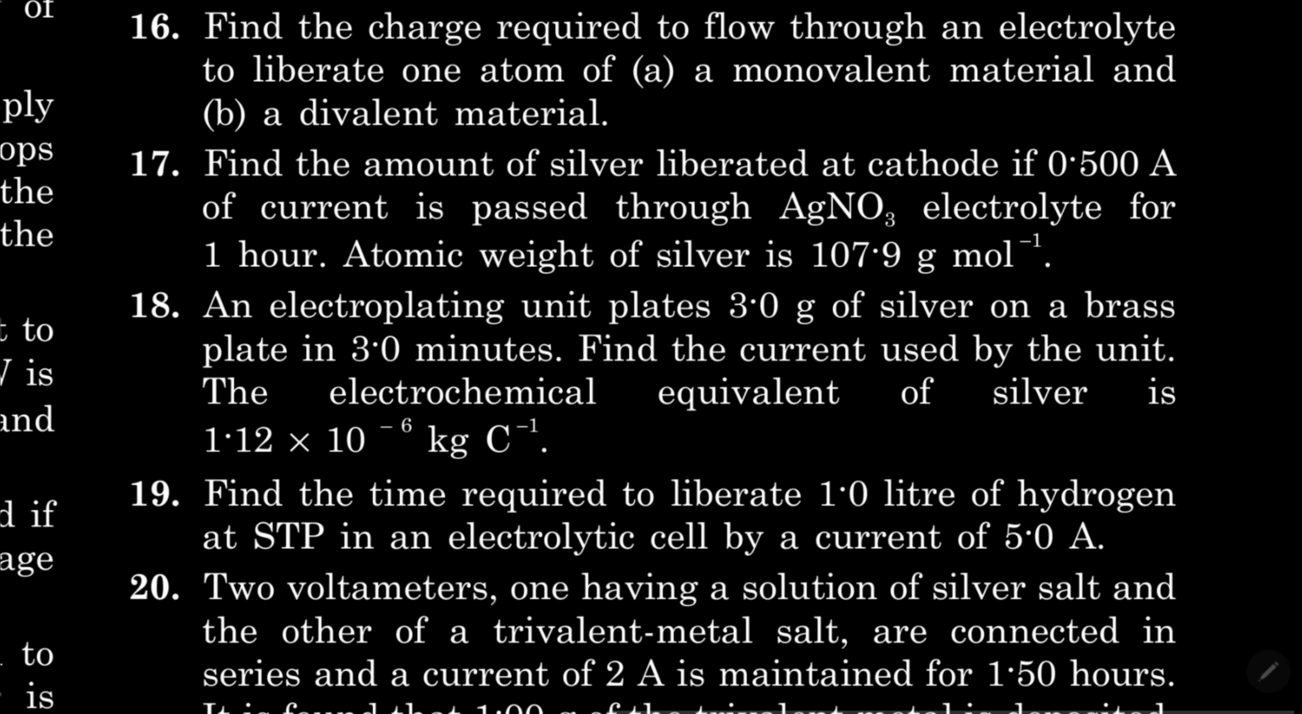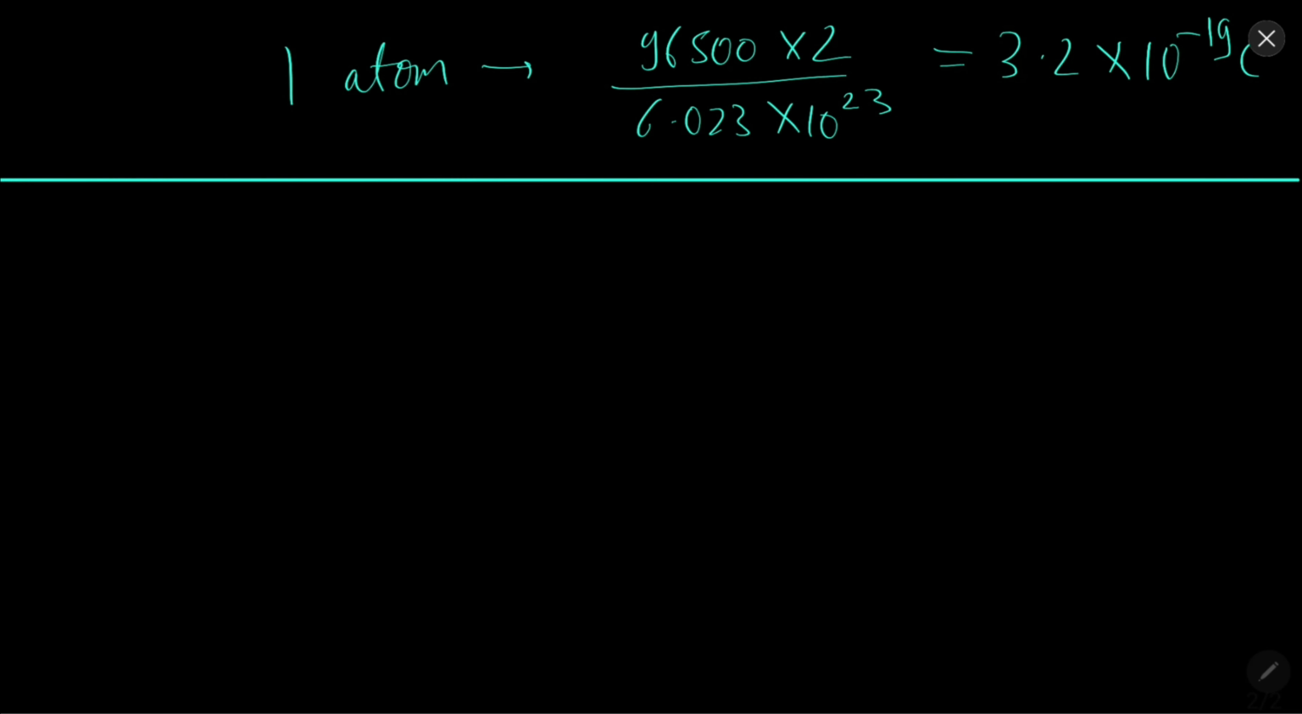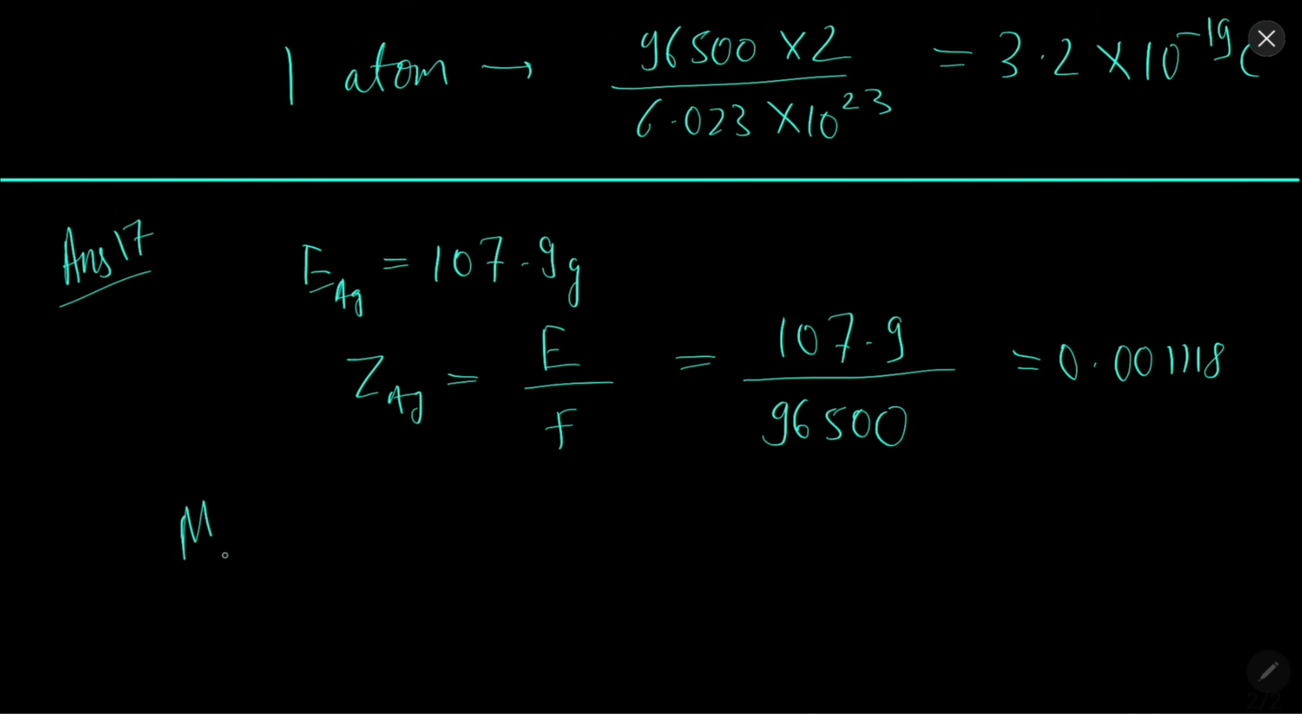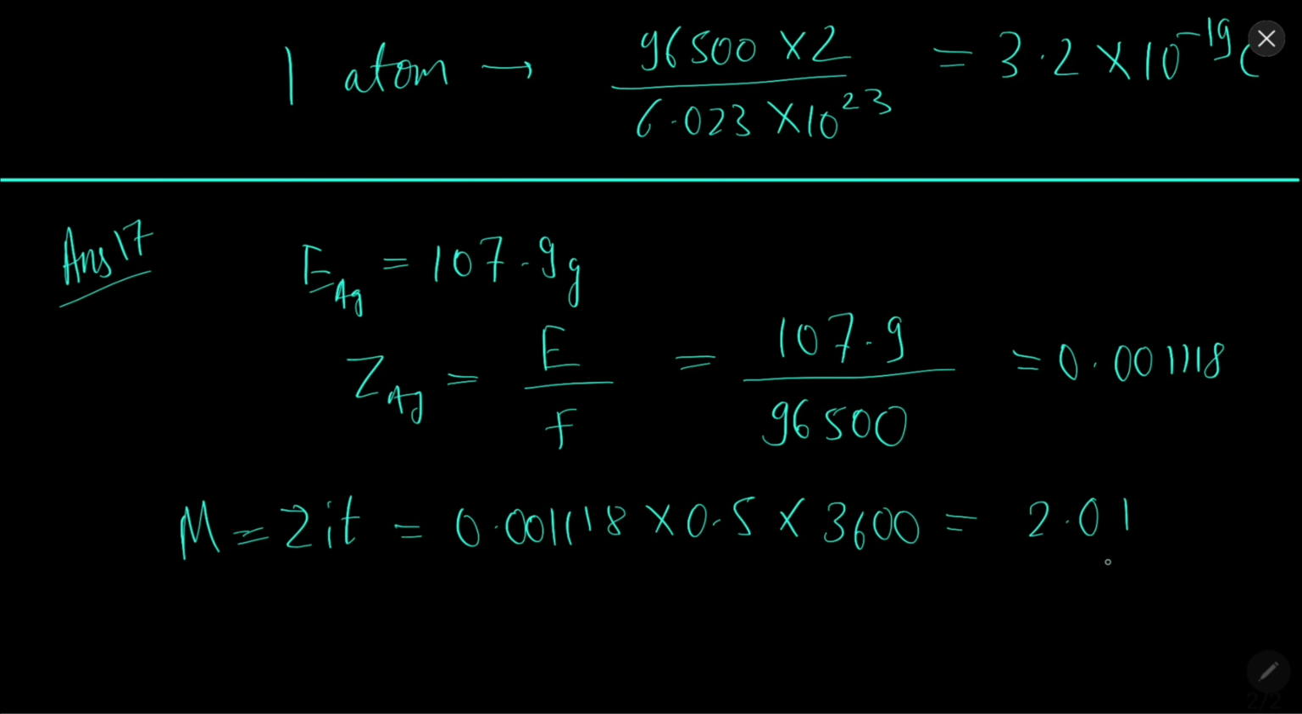In 17, find the amount of silver liberated. Solution 17. So silver, Z equal to E by F, 107.9 over 96500, 0.001118. Mass will be ZIT: 0.001118 into 0.5 into 3600 equal to 2.01.